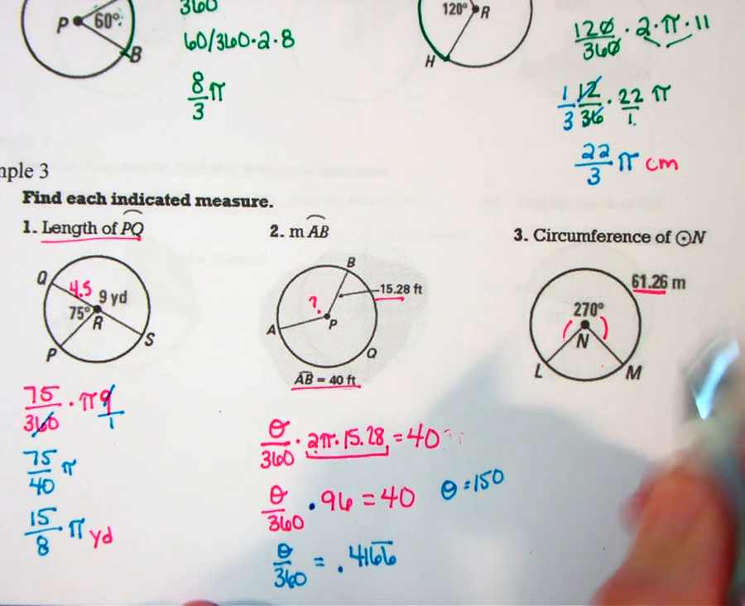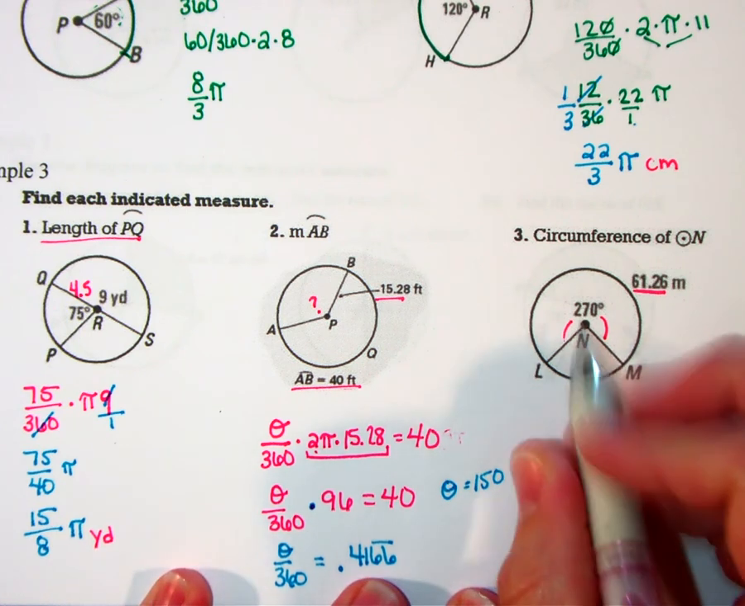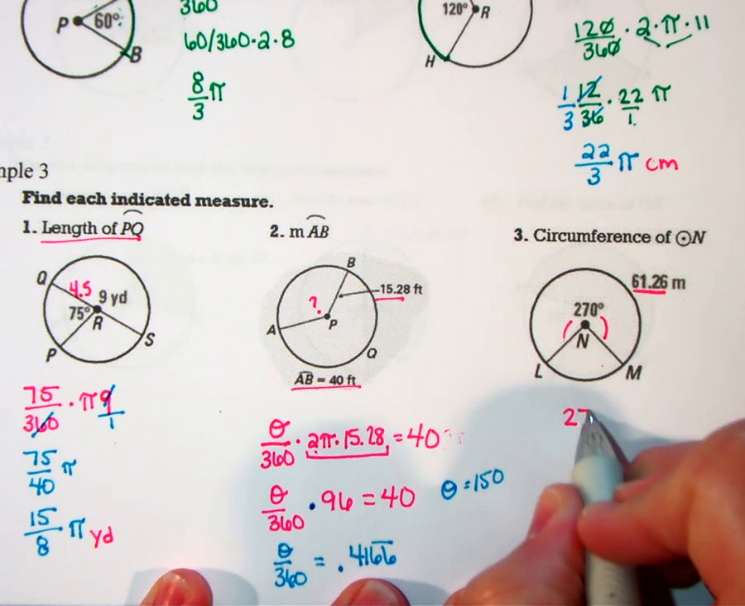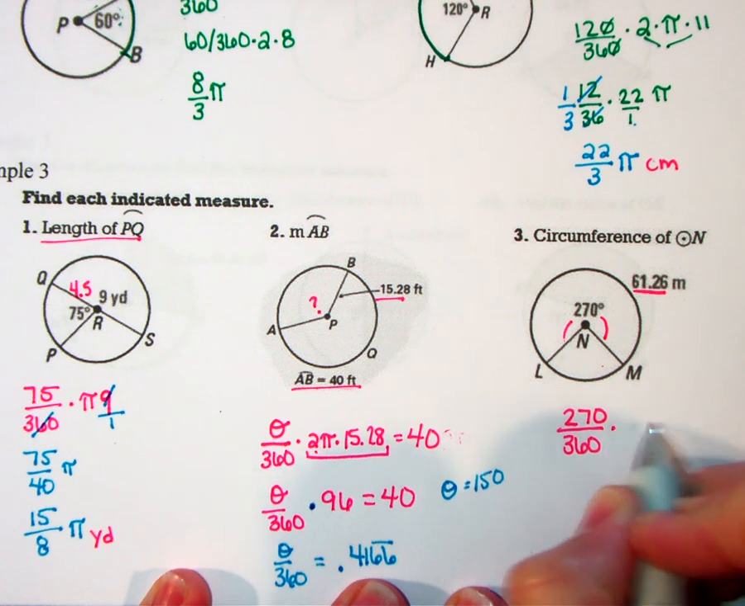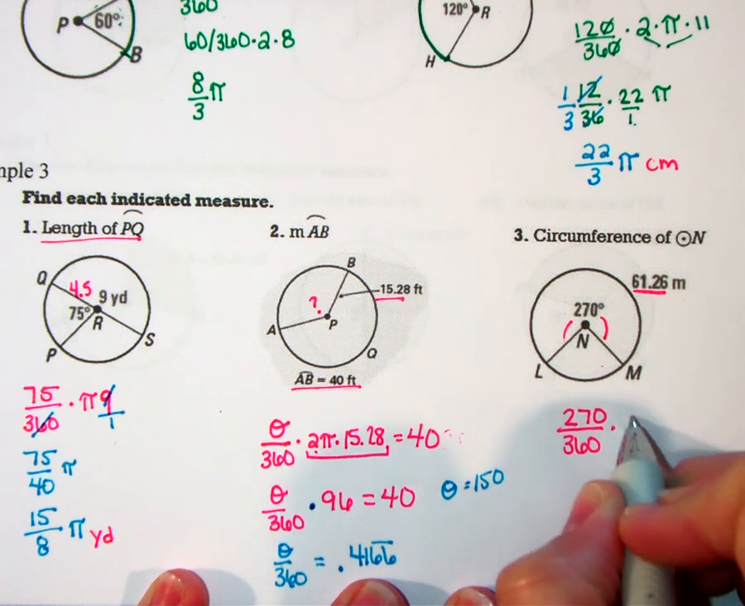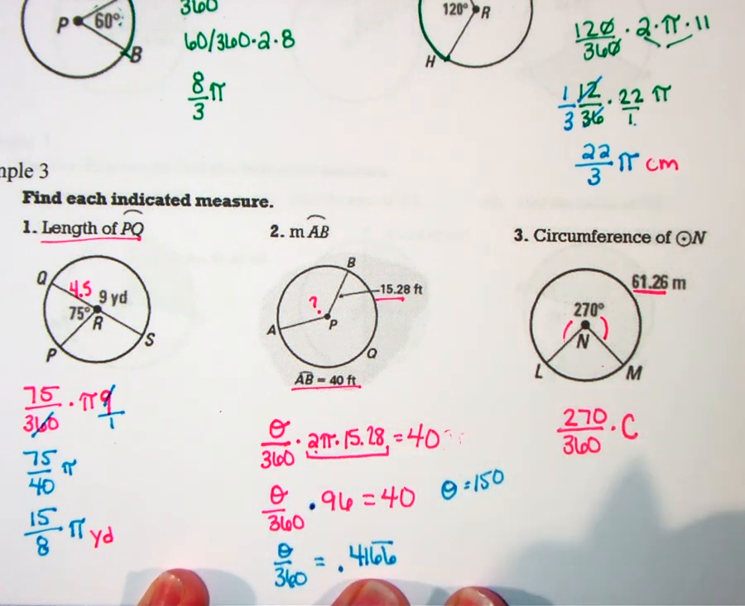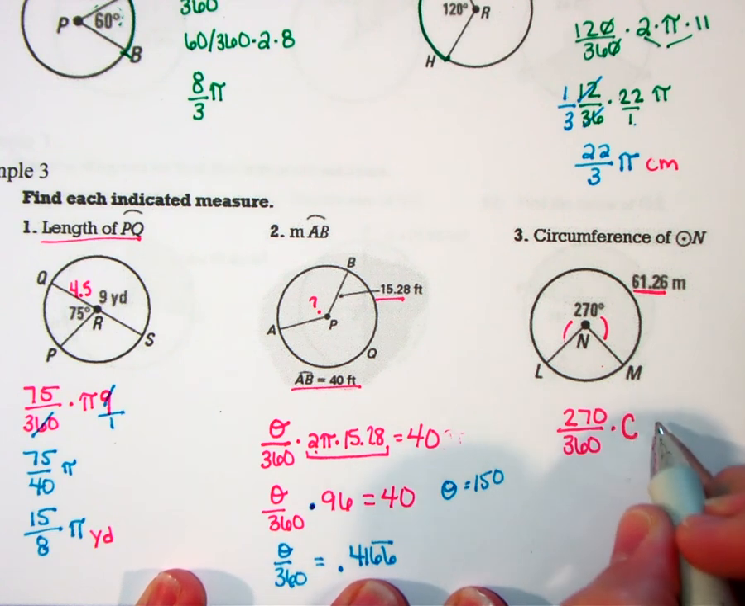Let's go the measure of the angle. Okay, so that's 270. So the measure of the angle over 360. Now instead of writing times 2 pi r, I'm just going to write times the circumference. That's the circumference formula, and that's what I'm looking for. I'm not looking for radius or diameter. I'm looking for that big number, so I don't have to write 2 pi r. And then that equals 61.26.